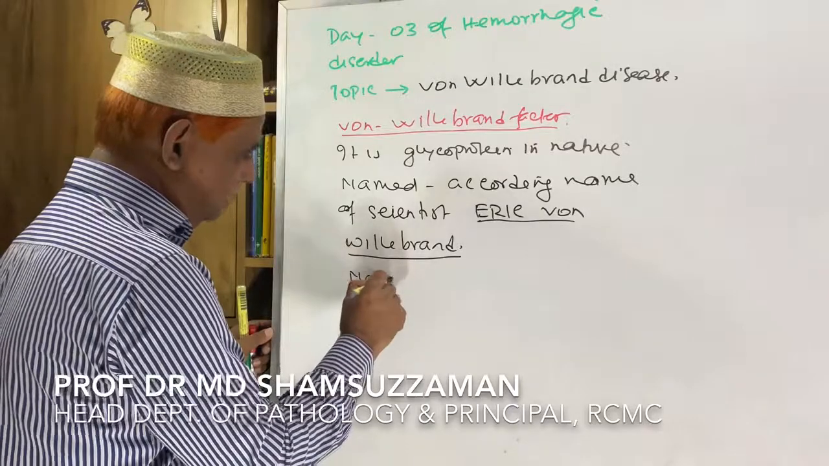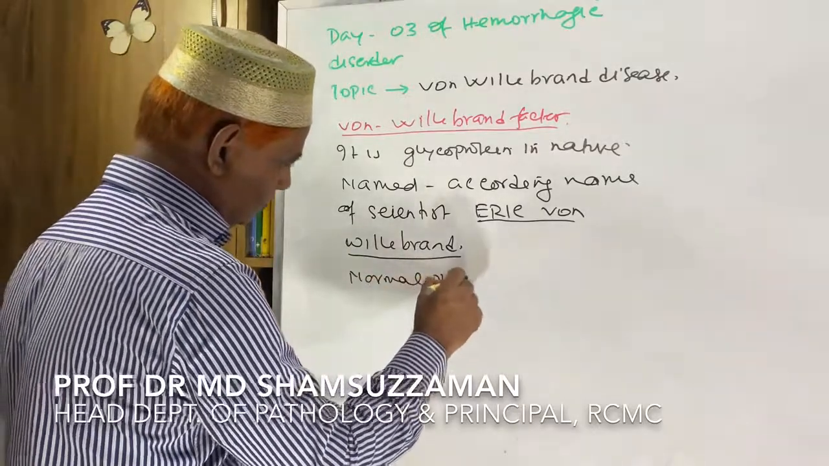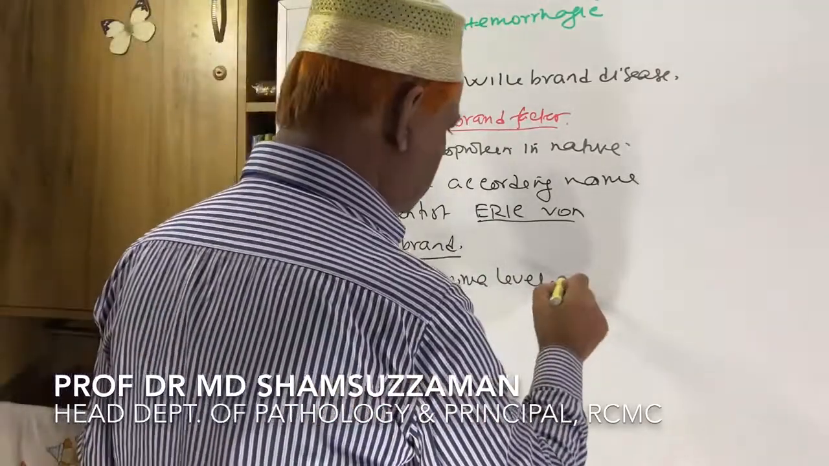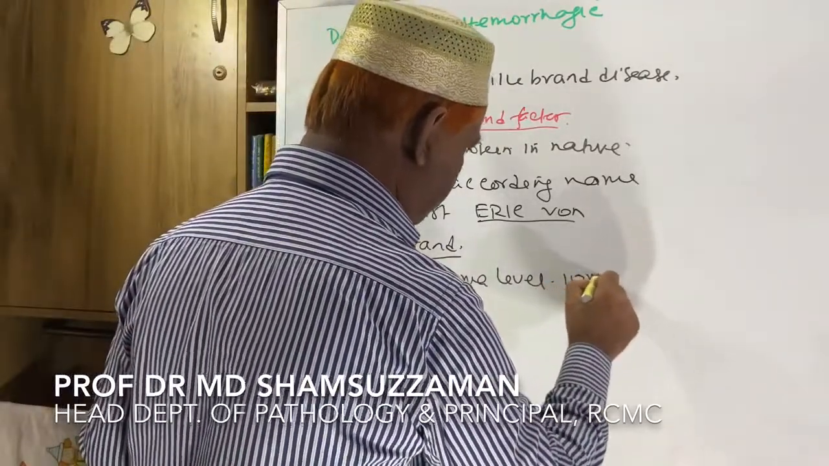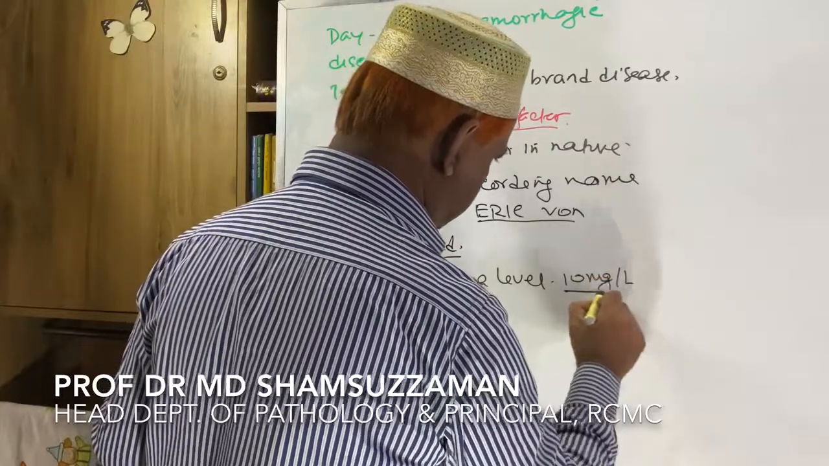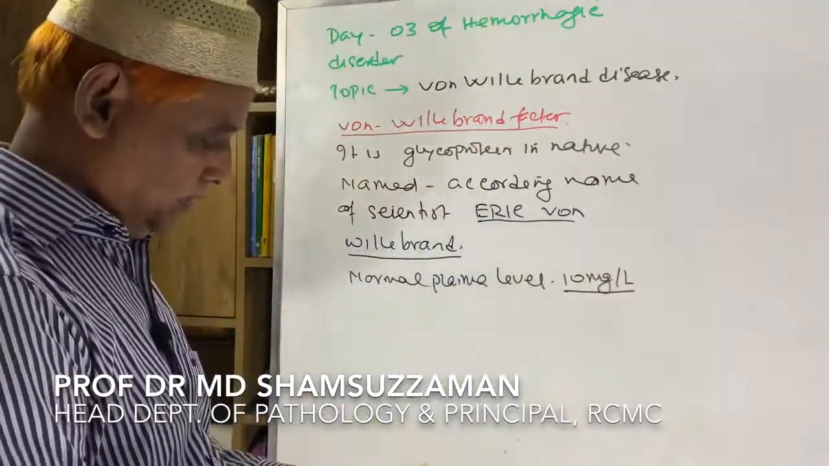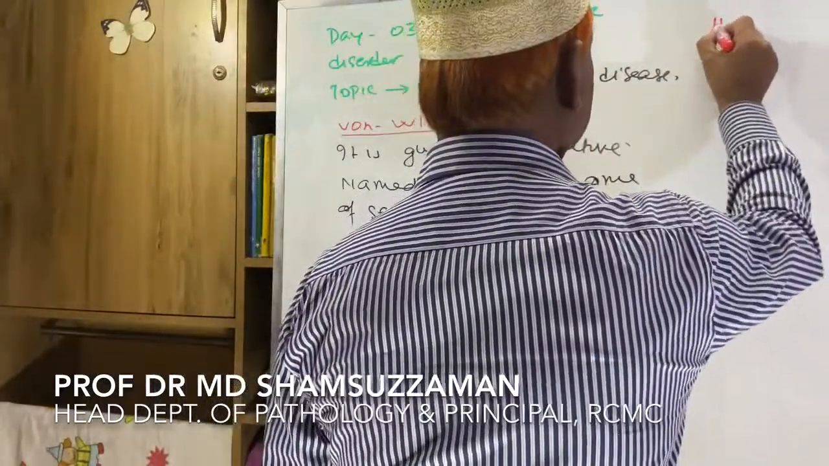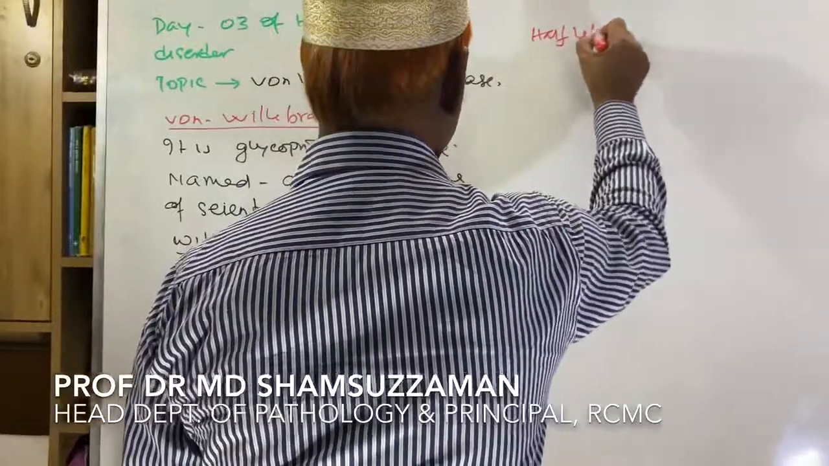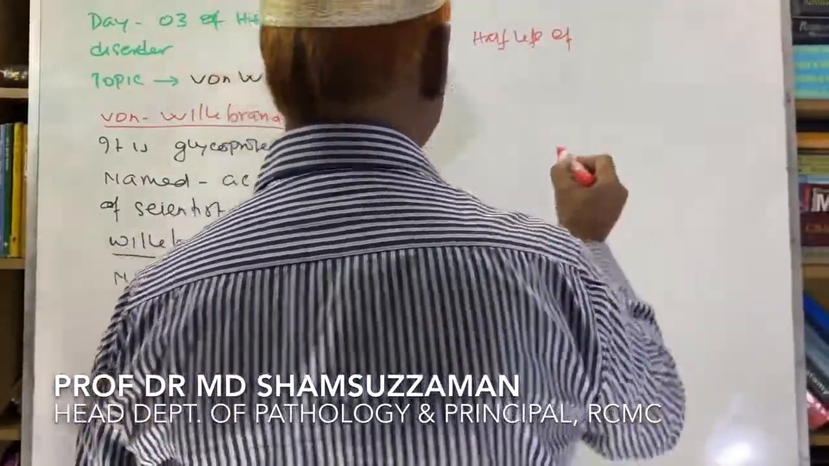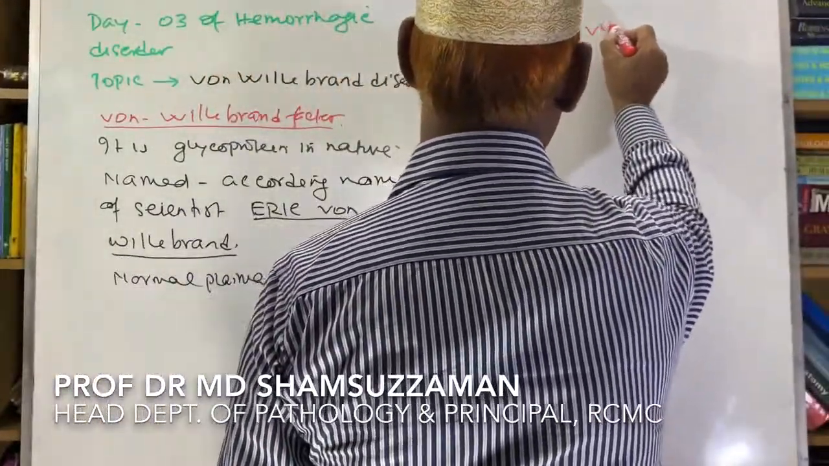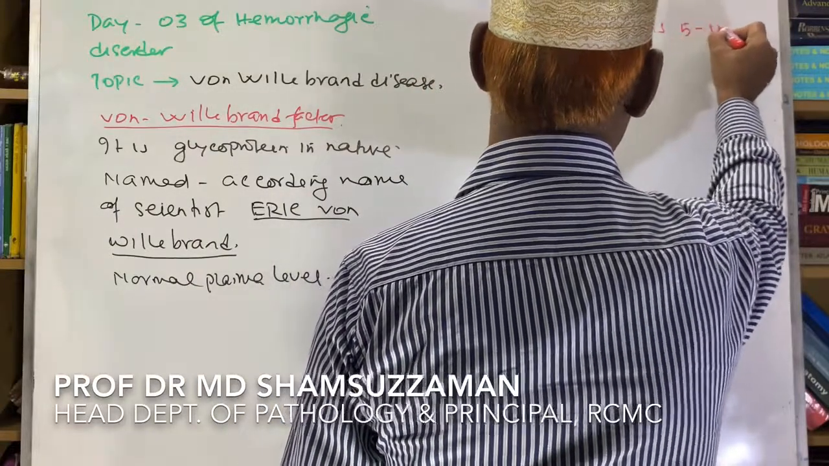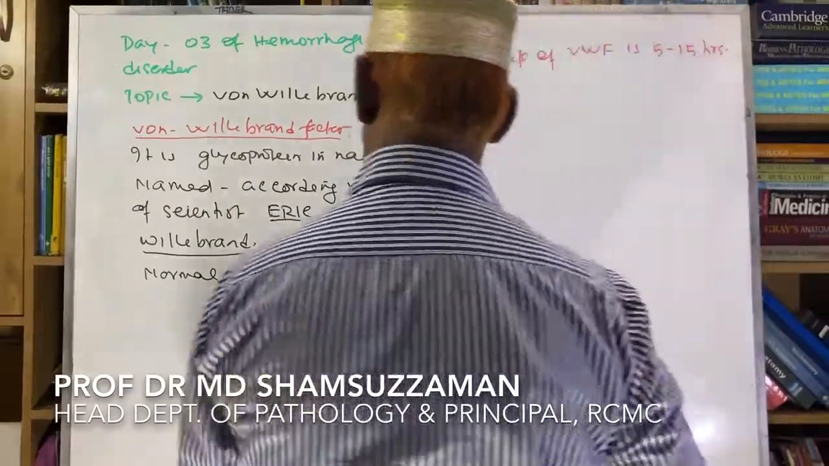Normal plasma level of von Willebrand factor is about 10 milligram per liter. The half-life of von Willebrand factor is about 5 to 15 hours.